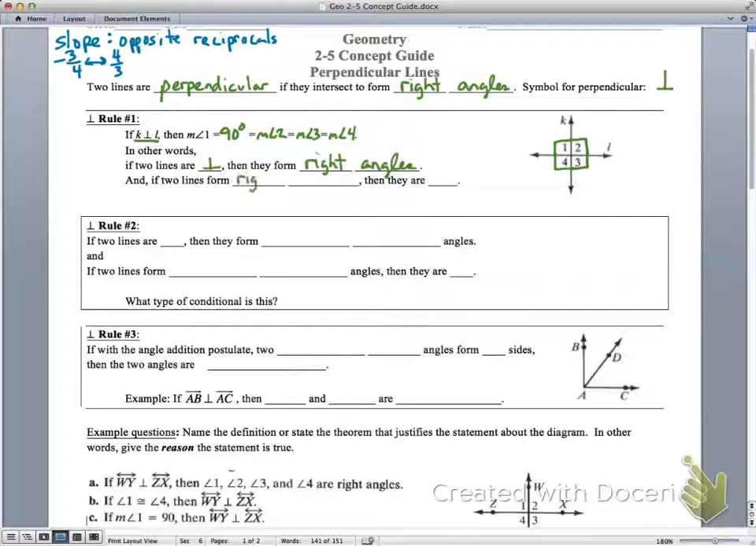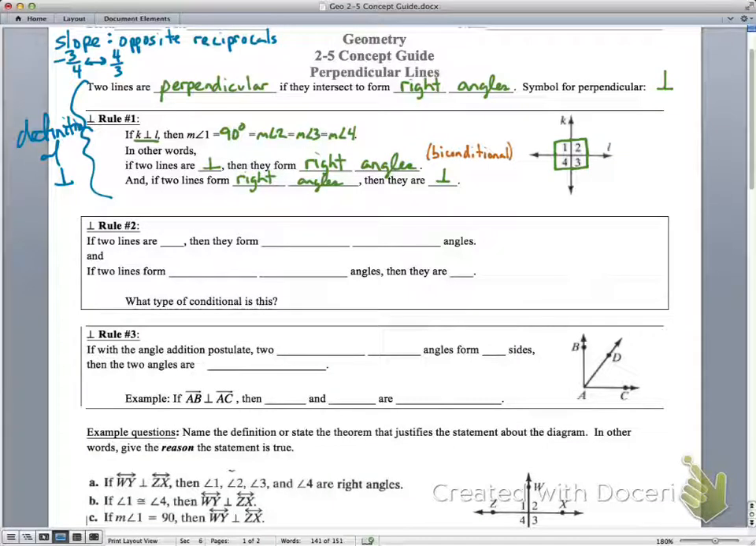And if two lines form right angles, then they are perpendicular. It goes both ways. That is a biconditional. So we could say two lines form right angles if and only if they are perpendicular. So that's rule number one. All of that together is what I call the definition of perpendicular. If it's talking about perpendicular lines and right angles, 90-degree angles, all that goes together. The definition of a right angle is one that equals 90 degrees.